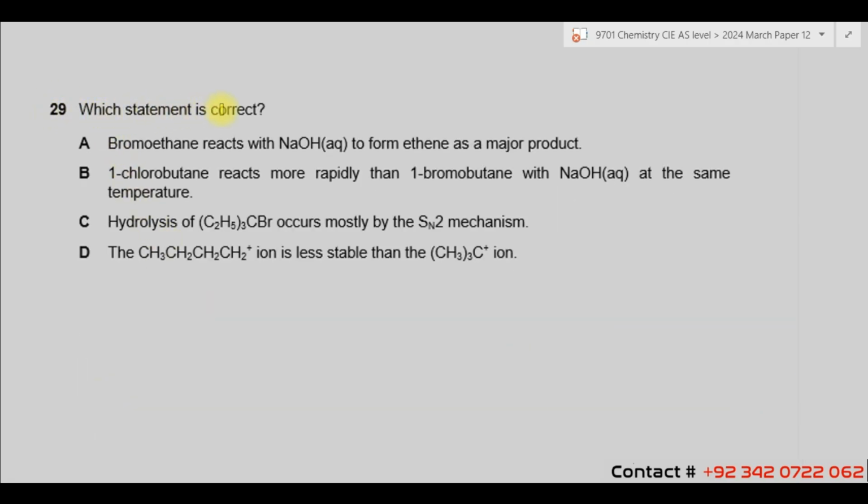Question 29, which statement is correct? Part A, bromoethane reacts with aqueous sodium hydroxide to form ethene as a major product. Let's do the reaction. Bromoethane means we have two carbons and bromine is also attached. We have aqueous sodium hydroxide. Now a nucleophilic substitution reaction takes place in which OH replaces Br.